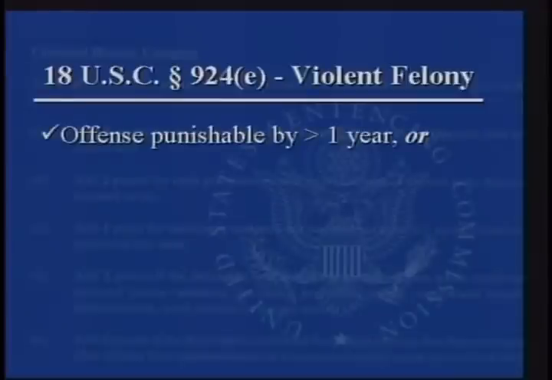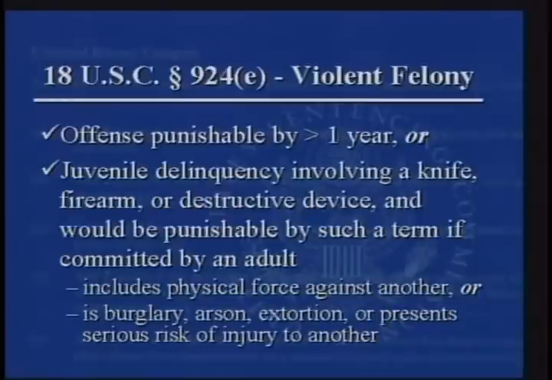So when we're looking at Title 18 United States Code Section 924(e) for violent felony, we're looking for offenses that were punishable by a term of imprisonment exceeding 1 year, or certain acts of juvenile delinquency that involved the use of a knife, a firearm, or a destructive device, and that same type of offense would be punishable by such a term of imprisonment if committed by an adult.